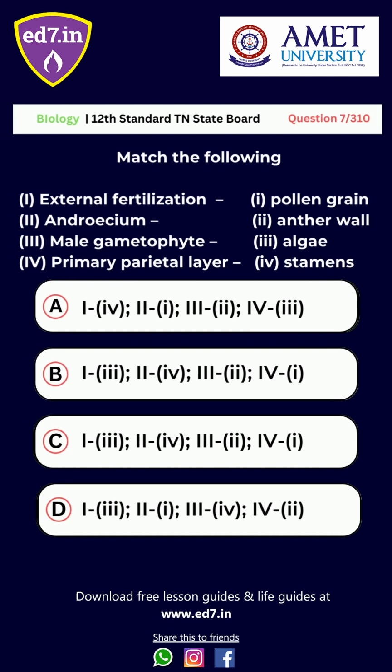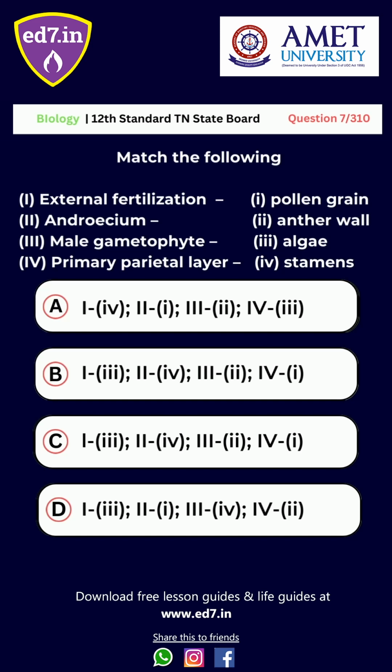Question number 7. Match the following. 1. External fertilization. 2. Androecium. 3. Male gametophyte. 4. Primary parietal layer. And the items: 1. Pollen grain. 2. Anther wall. 3. Algae. 4. Stamens.